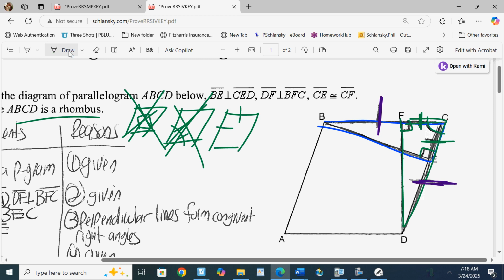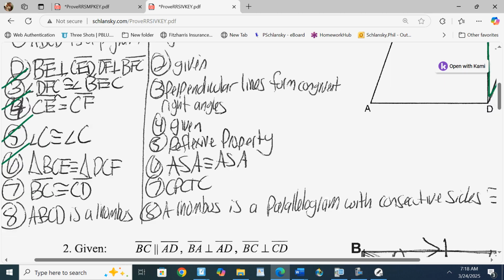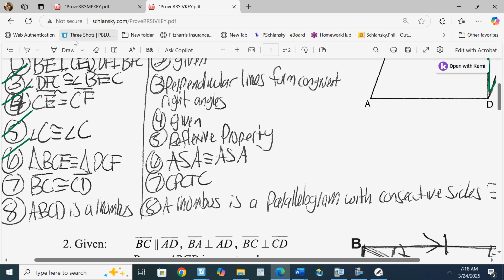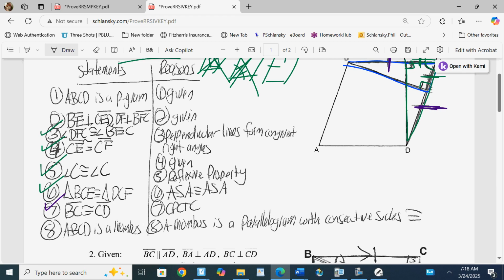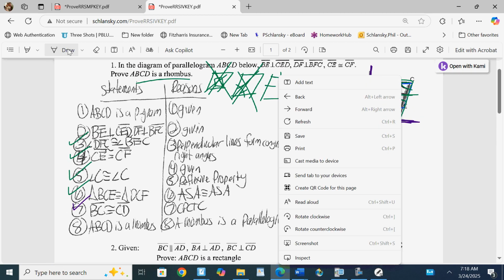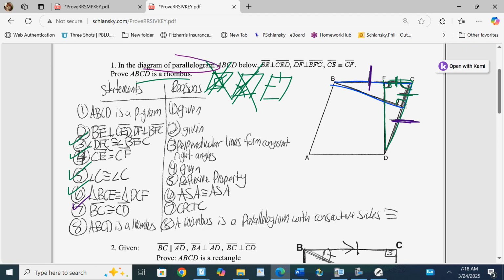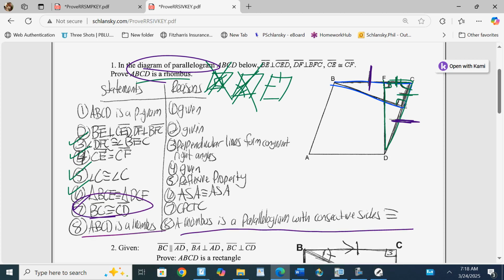So I go to my proof. I say that BC is congruent to CD because of CPCTC, and those just happen to be corresponding parts of those triangles. And now that I did that, I have a parallelogram because that was given to me. I have consecutive sides congruent. A rhombus is a parallelogram with consecutive sides congruent, so I can state it's a rhombus. That's how you do these.